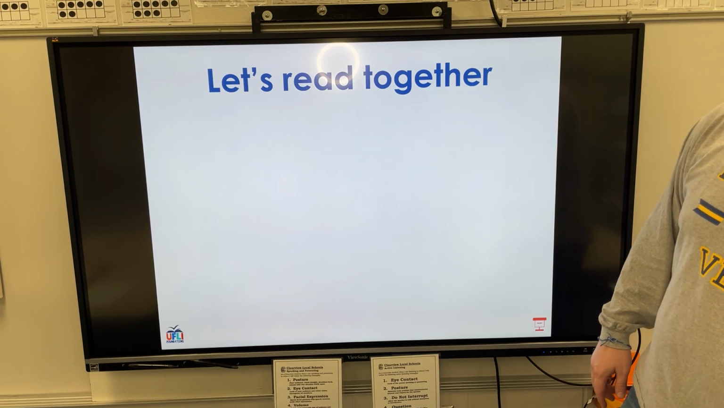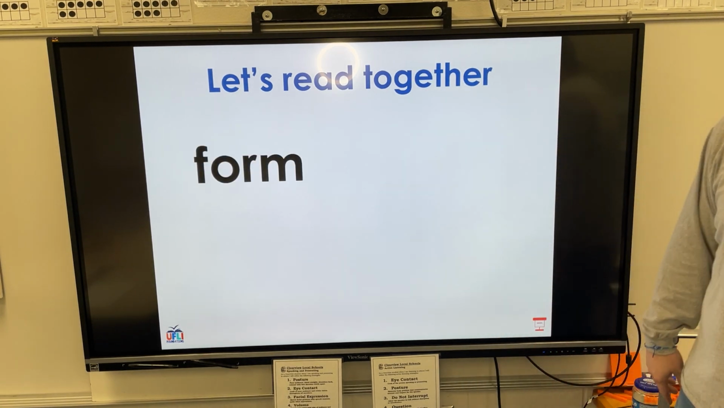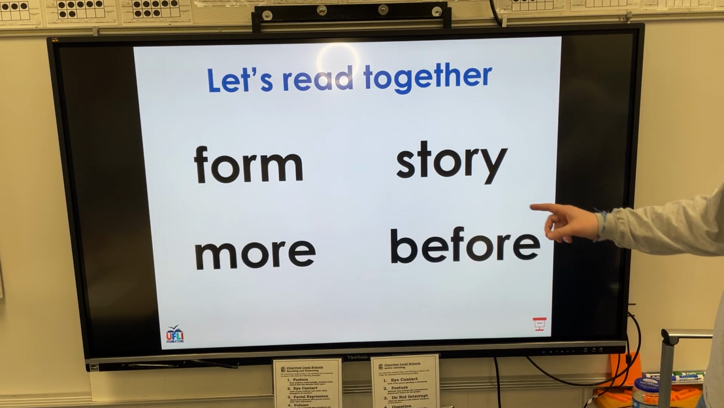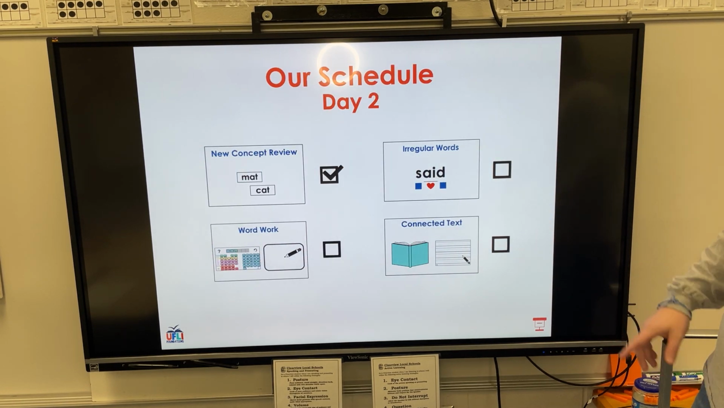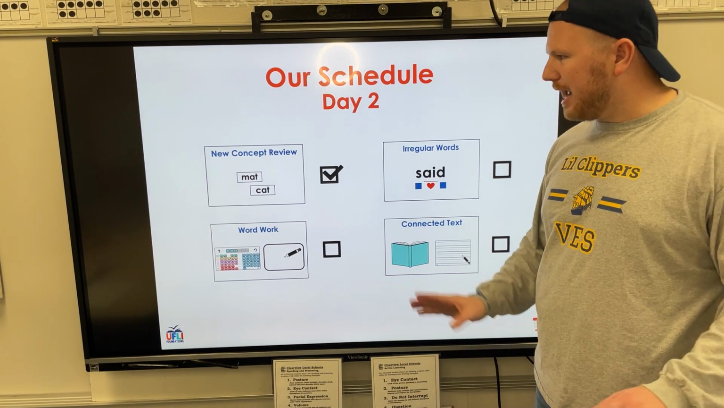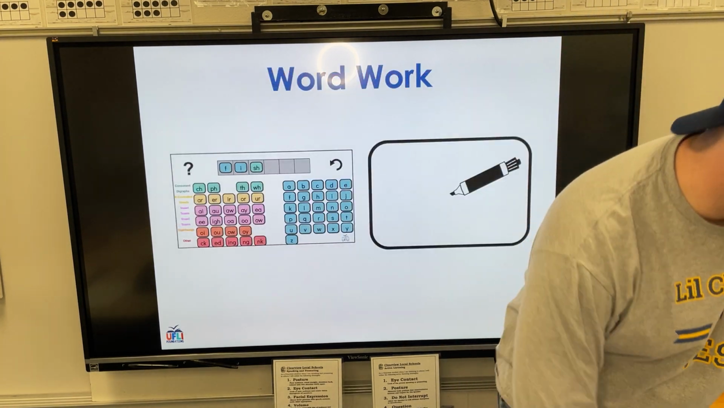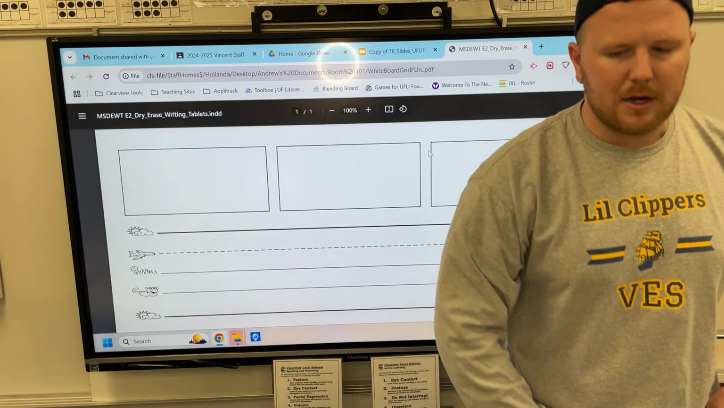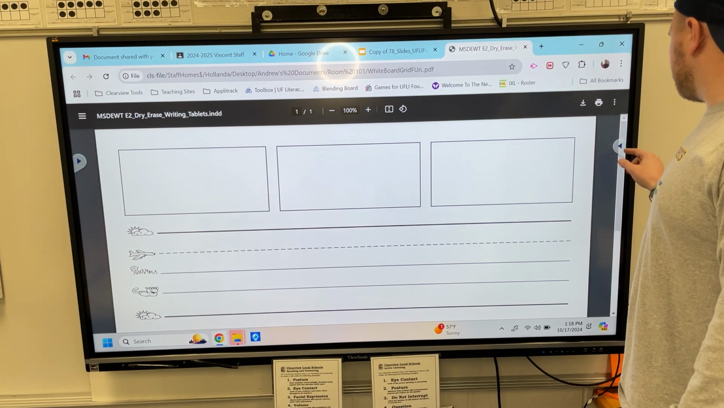So let's read all together. Form, story, more, before. Oh, there was an open syllable there. But anyway, we're moving on to our word work. So my friends have their boards. They're going to take their marker caps off now so that we can play around with this spelling pattern.